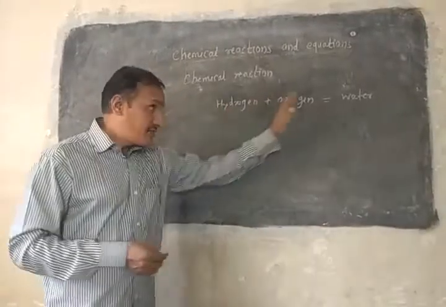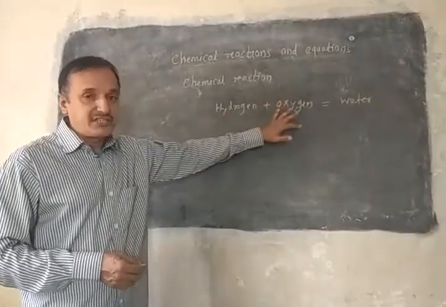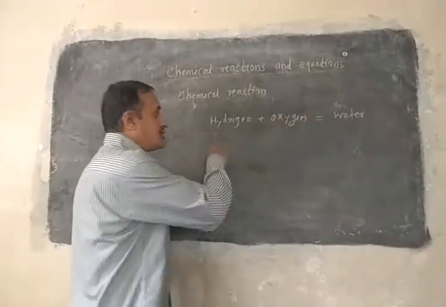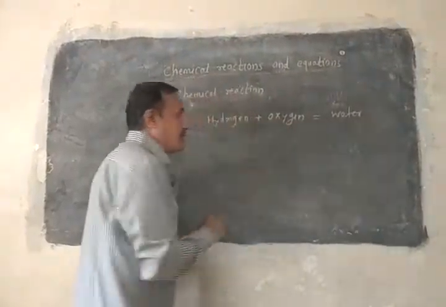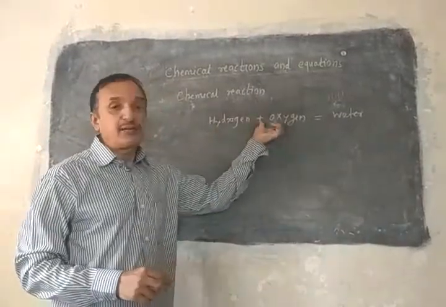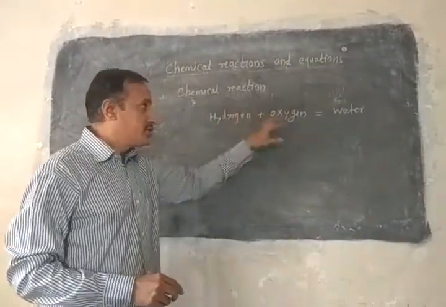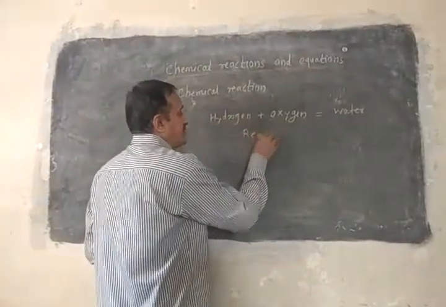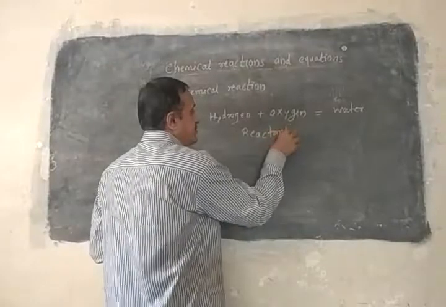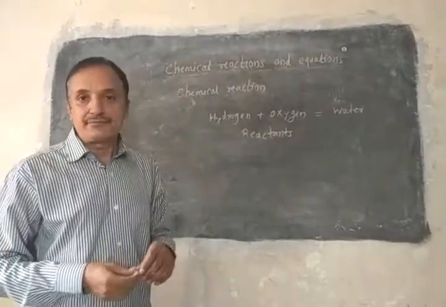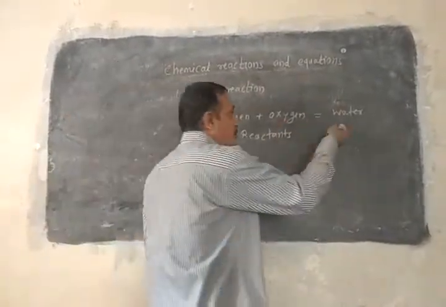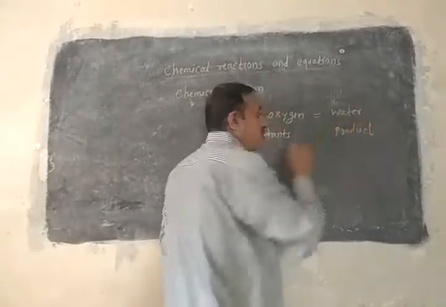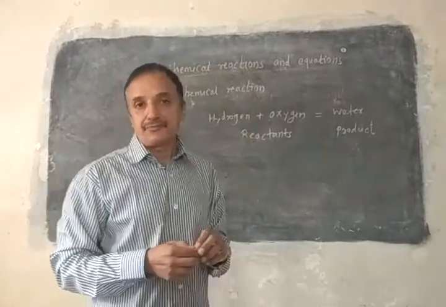So this process we now call a reaction, because here a new substance is formed. So in this reaction, what happens? This hydrogen and oxygen combine. These two substances are called reactants, the substances which are combined. And after combining, the water is produced. So water is called the product.